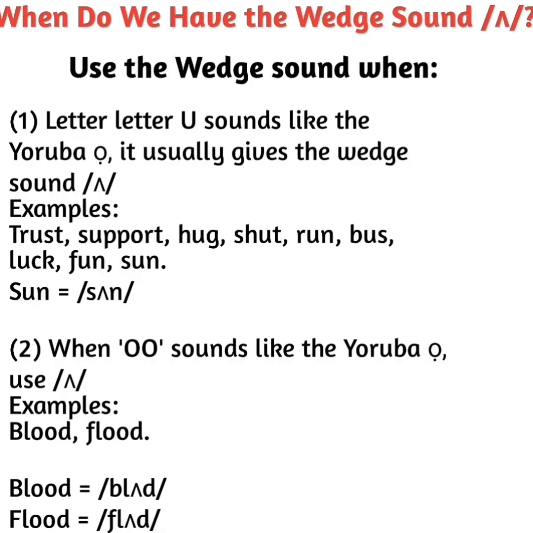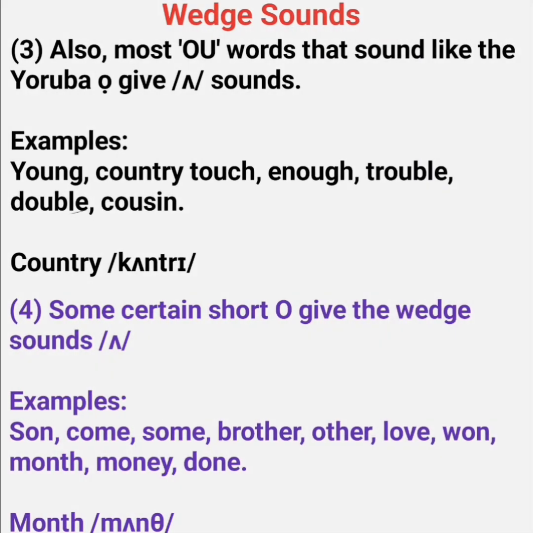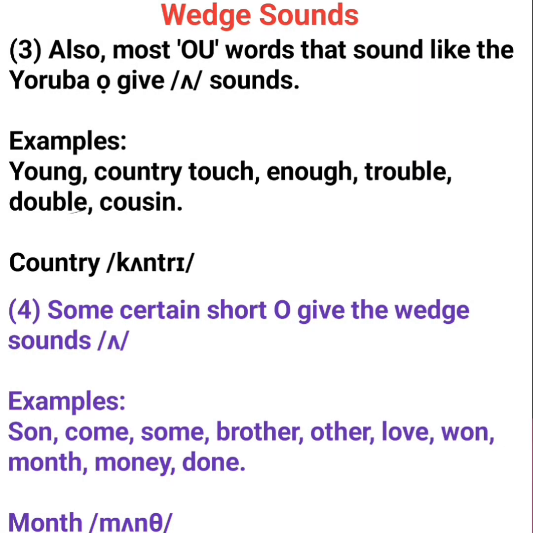The second instance in which the carat sound or Welsh sound is used is when we have OO. The same thing applies as to the first one I stated. Normally, the digraph OO is supposed to give the U sound, but this time around it gives an O sound in blood and flood. Also, when OU words sound like O, most of the time we use Welsh. For instance, young, touch, enough, country, trouble, double, cousin.